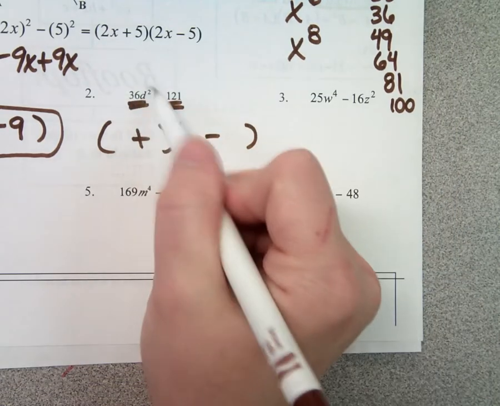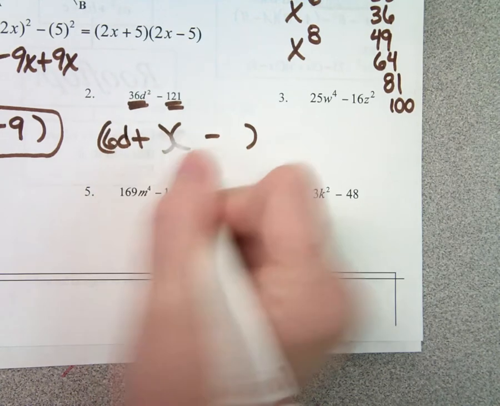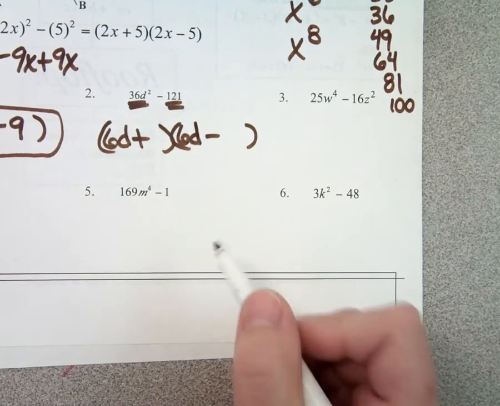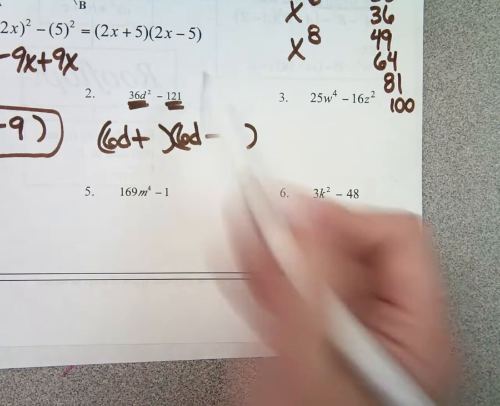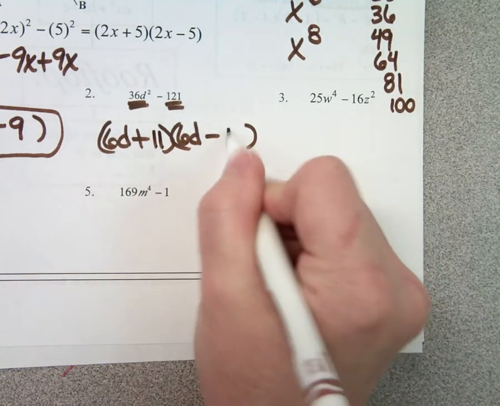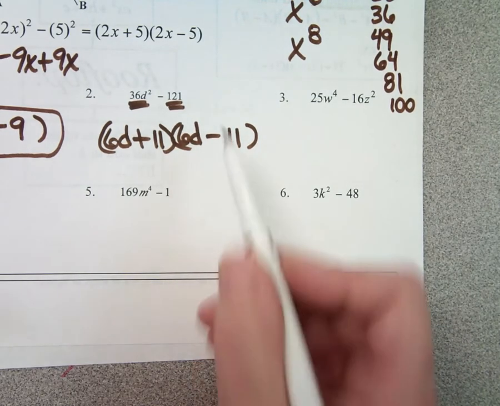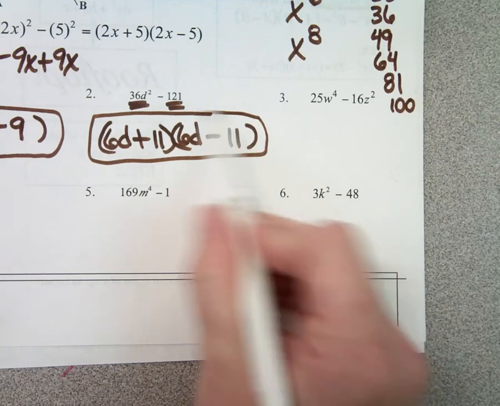So two sets of parentheses, one with the plus, one with the minus. Okay, what do you think the square root of 36d squared is? 6d. Yeah, 6d times 6d makes 36d squared. So those go in the first slot. And then what's the square root of 121? 11. So 11 times 11 makes 121. Those go in the back spot. Do you remember doing this? Does this seem familiar at all?